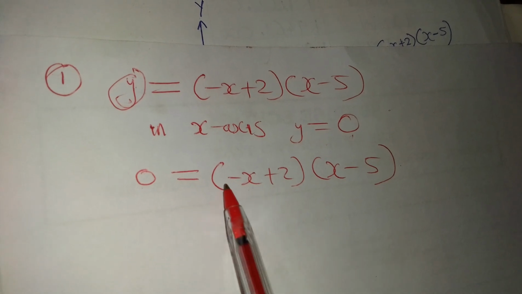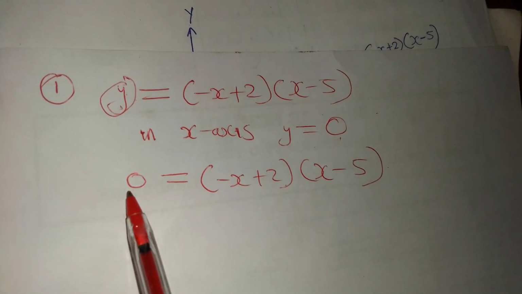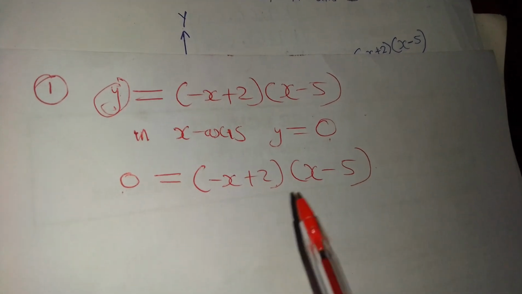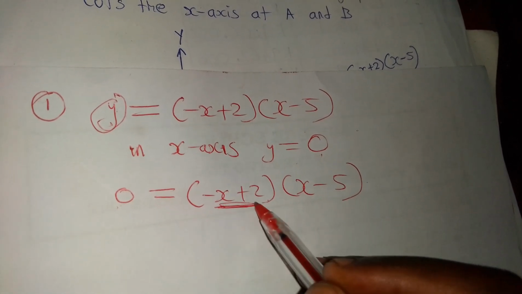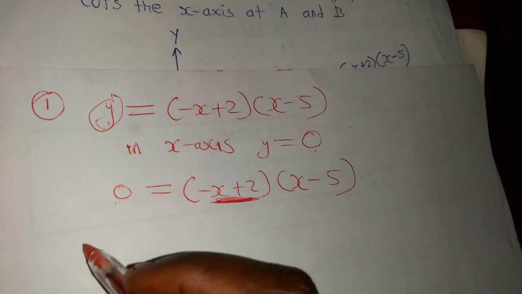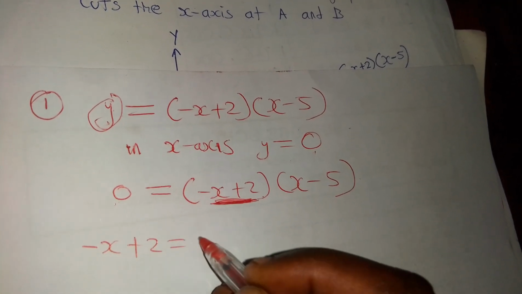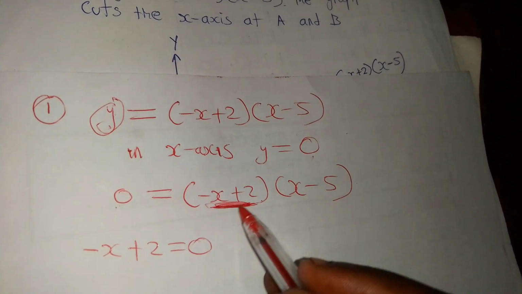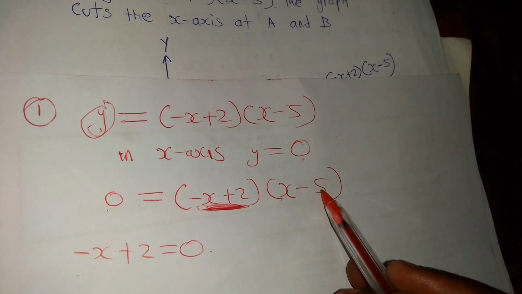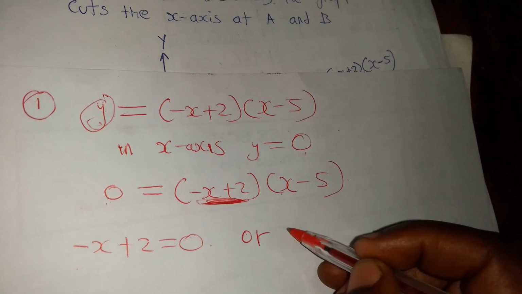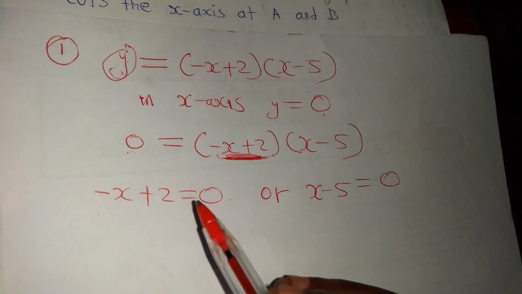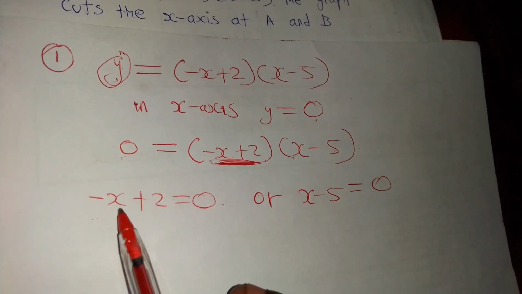These are two equations. This negative x plus 2 is equated to 0. Also, this x minus 5 is equated to 0. Now, suppose I want to start with what is in the bracket. I'll remove it. I'll have negative x plus 2 equals 0. I've just started with this at first and put it to the far end without changing anything. Also, this one, x minus 5, will be equal to 0. Now, ladies and gentlemen, I want to find the value of x.